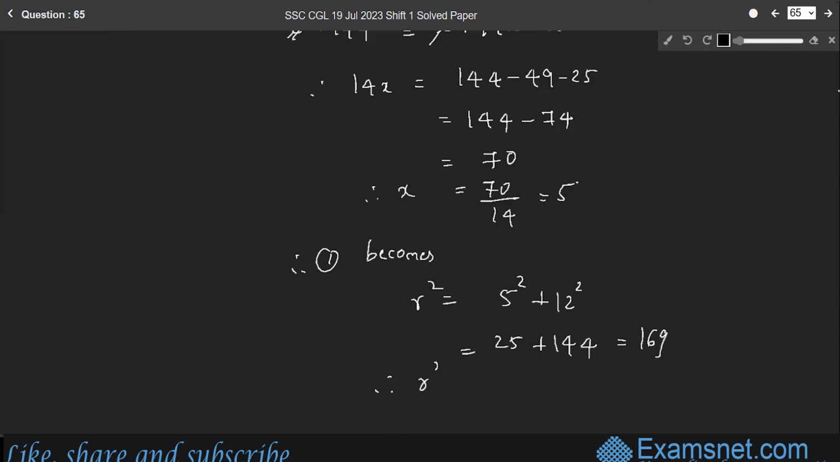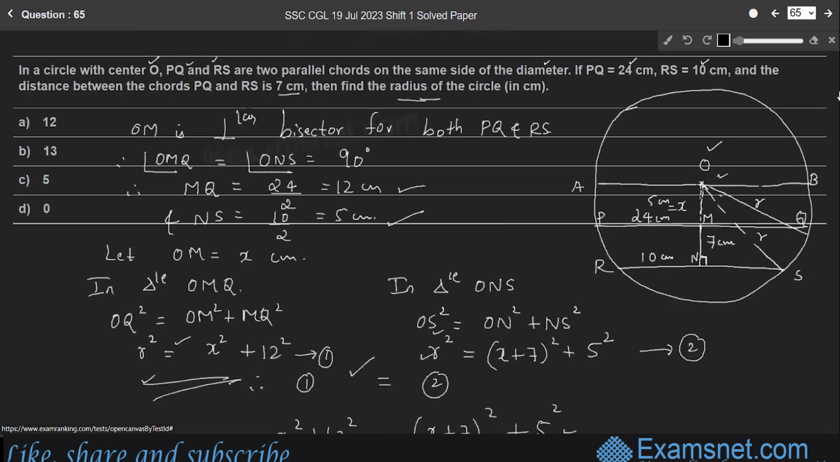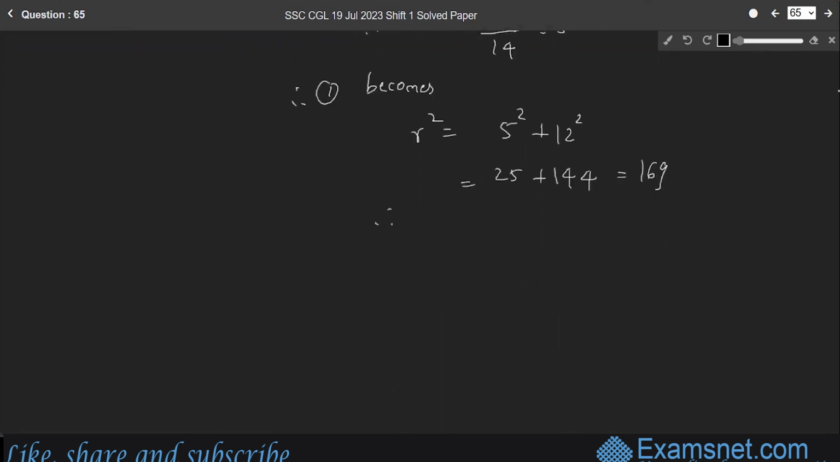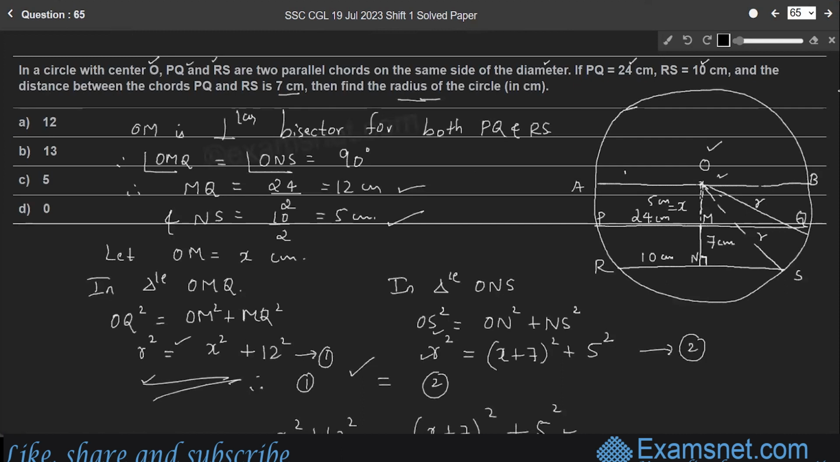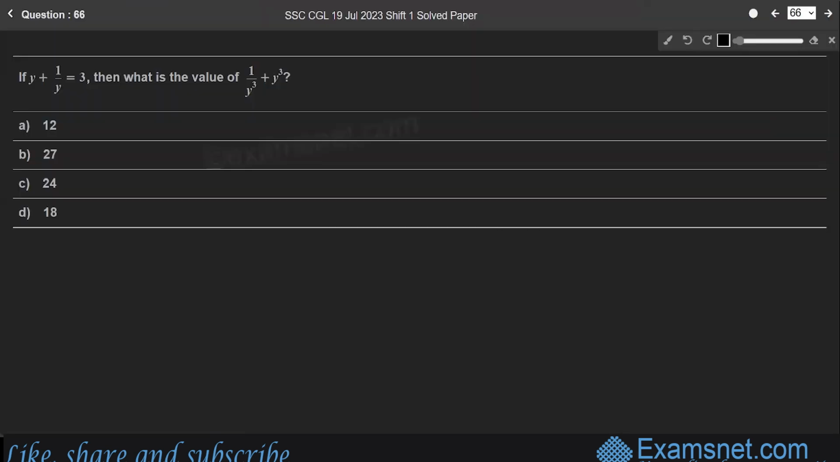Therefore, we need the value of R, the radius. The radius is equal to root of 169, which is 13 centimeter. So the radius of the circle R is equal to 13 centimeter. So option B is the right answer.